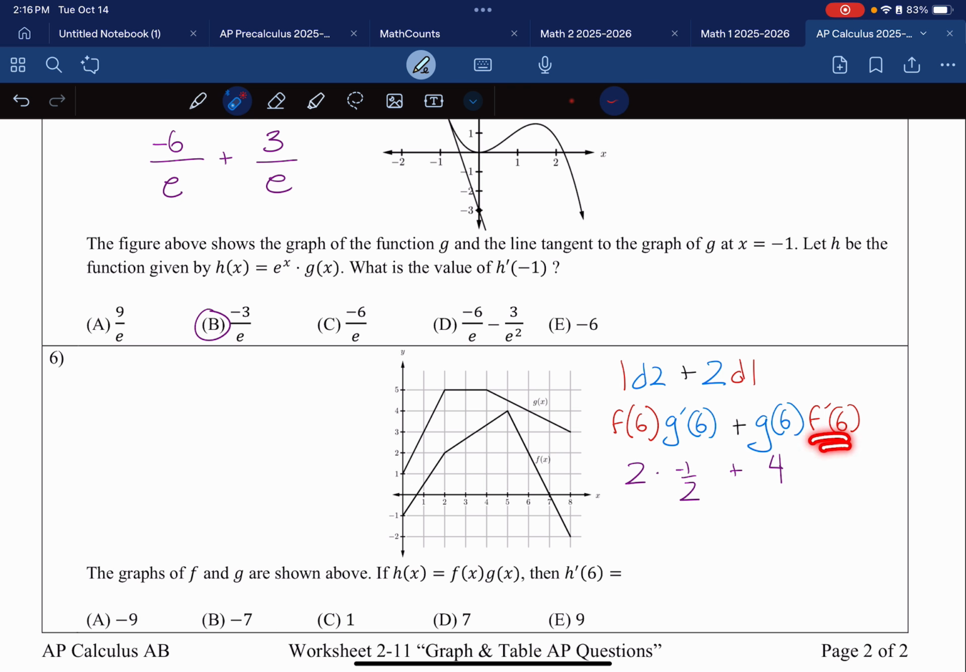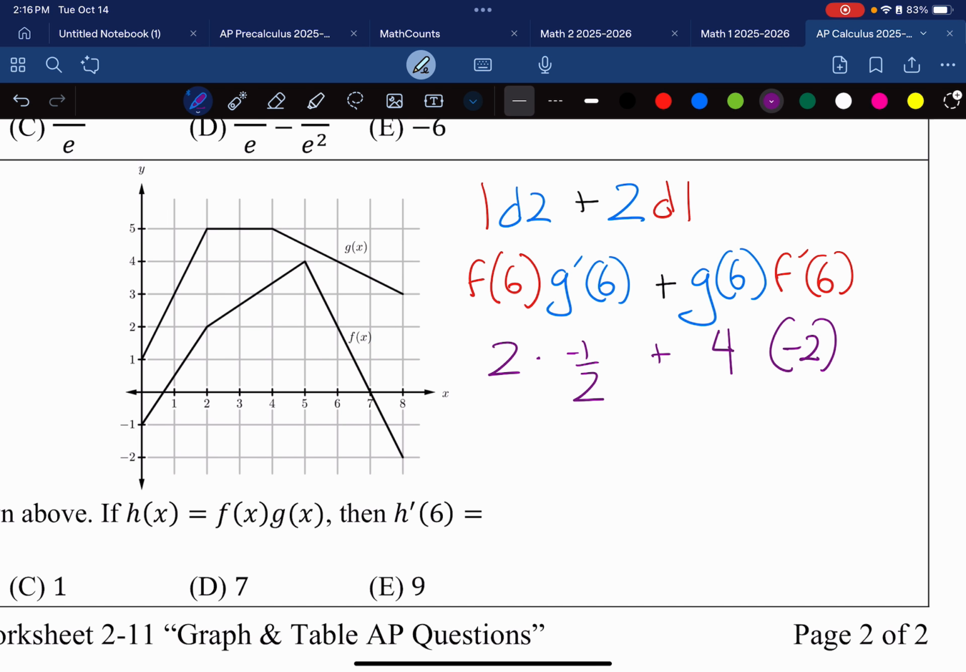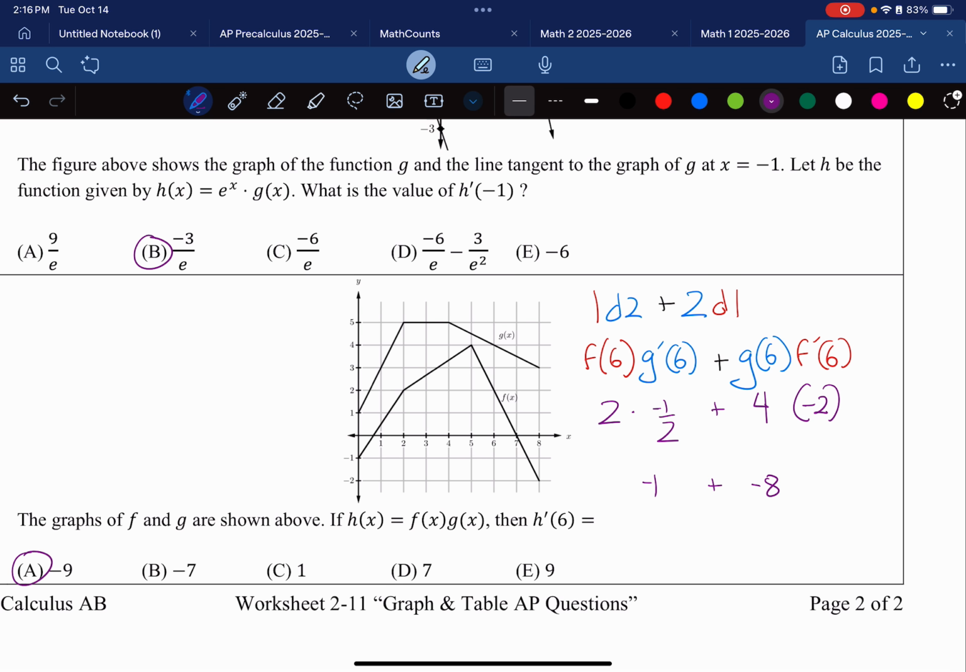F prime of 6 is the slope at 6. Slope at 6 on this point, I'm going down 2, right 1. Down 2, right 1 is a slope of -2. I have all my numbers. I just need to do some number crunching. This first number is going to be -1 plus -8. -1 plus -8 is a -9. Therefore, the correct answer here is A.